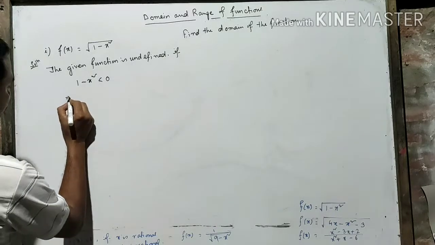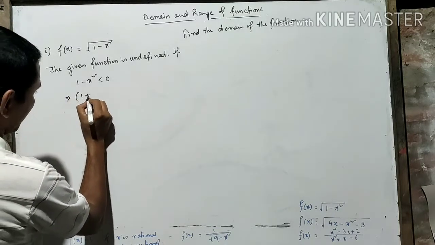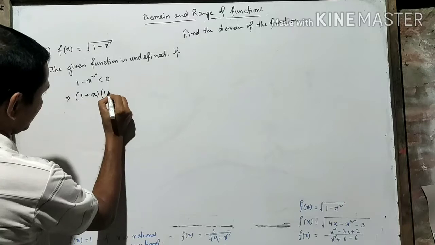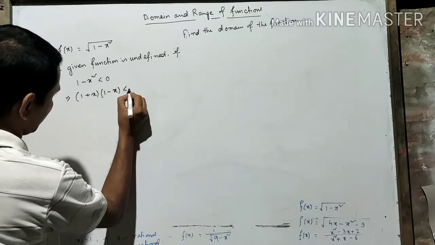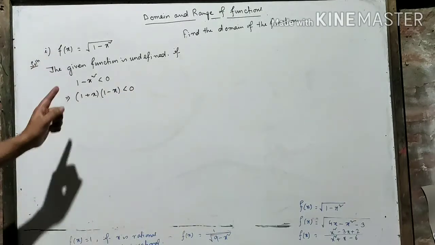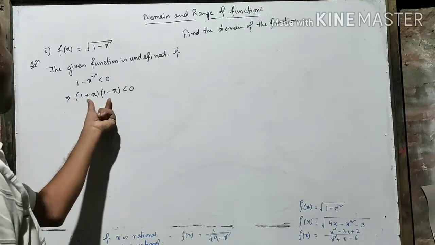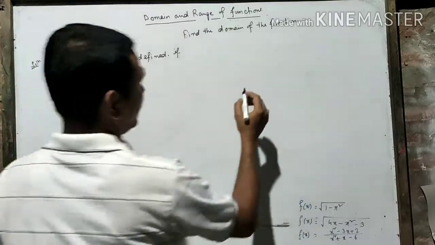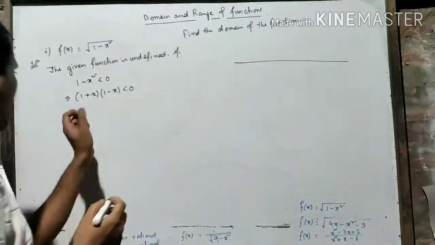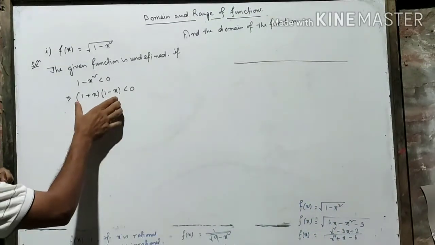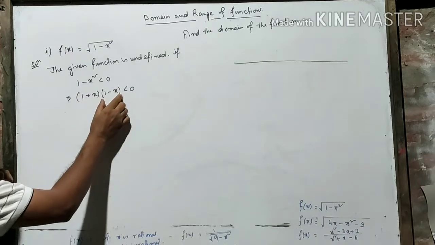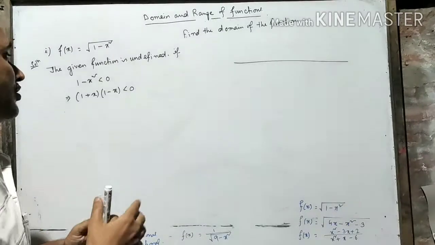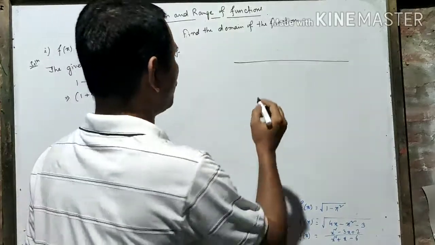Okay. Now we factorize it. So this can be written as (1 plus x) into (1 minus x) less than 0. Now you find the zeros of this polynomial (1 plus x) into (1 minus x). What are the zeros here? So this quantity will be 0 if x equals minus 1, and this quantity will be 0 when x equals 1. So there are two zeros, minus 1 and 1.